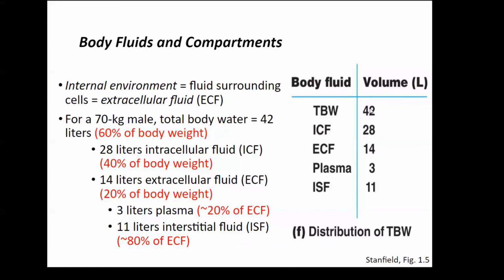And of that 42 liters, 28 of those liters are inside a cell somewhere, and 14 are in the extracellular fluid. So the other 14 liters are just kind of floating around. You'll see that 28 and 14 together add up to 42. So we almost might want to draw a line here under ECF, because ICF and ECF are the first two divisions of our total body water.